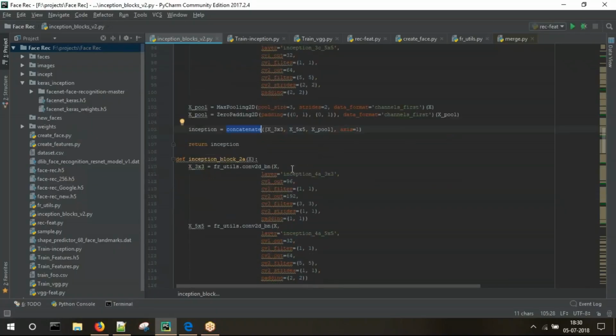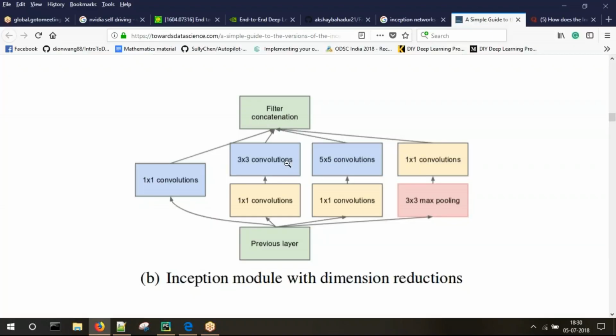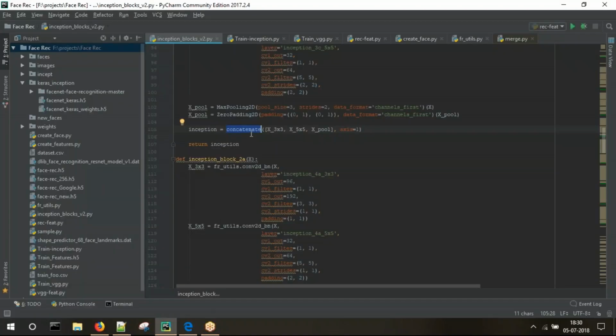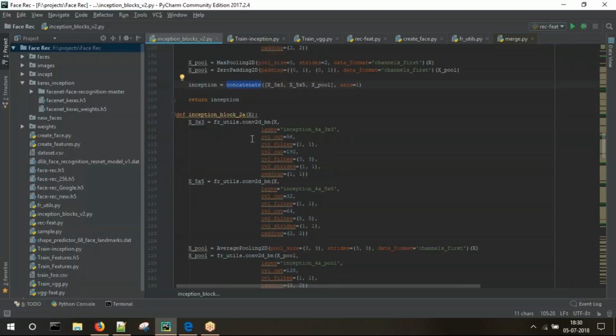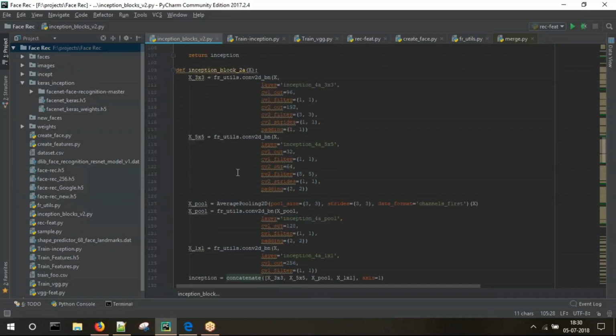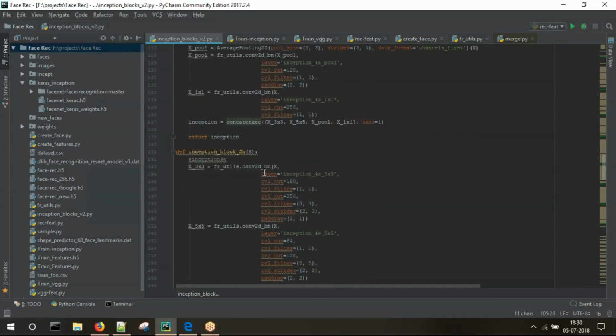Then you also need to make sure that the dimensions match. That is the most important thing, because when you are concatenating, you are combining different matrices. So you need to make sure that the dimensions are correct. And yeah, this is actually very hard to train.